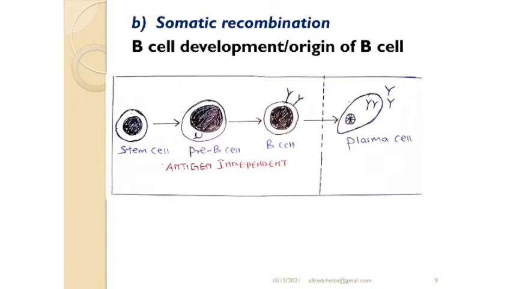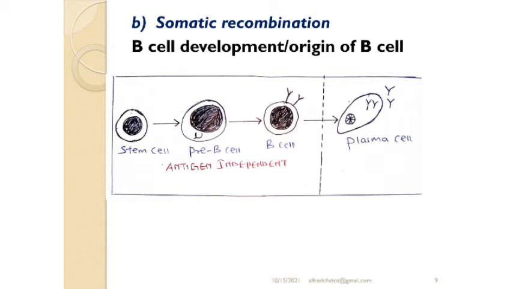Moving on to somatic recombination. Before we discuss somatic recombination, it is important for us to first have an overview of B cell development, or the origin of B cells. During embryogenesis, the precursor cells of B cells are first recognized in the fetal liver and then migrate to the bone marrow. In adult life, bone marrow is the site of B cell development.